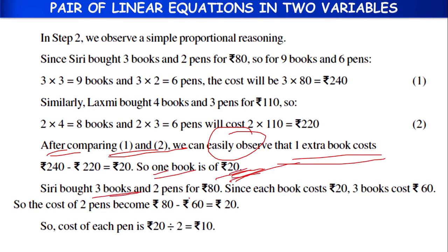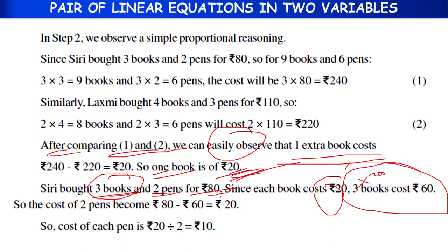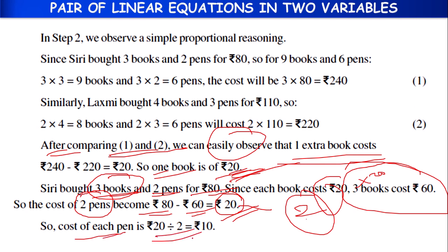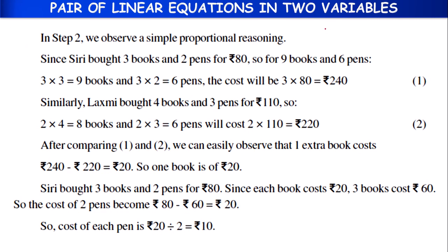Siri has bought 3 books and 2 pens for 80 rupees. Each book is 20 rupees, so 3 books cost 3 into 20, which is 60 rupees. Out of 80, 60 rupees is for books and 20 rupees remain, with which she bought 2 pens. So one pen is 20 divided by 2, which is 10. So by the model method, a notebook costs 20 rupees and a pen costs 10 rupees.